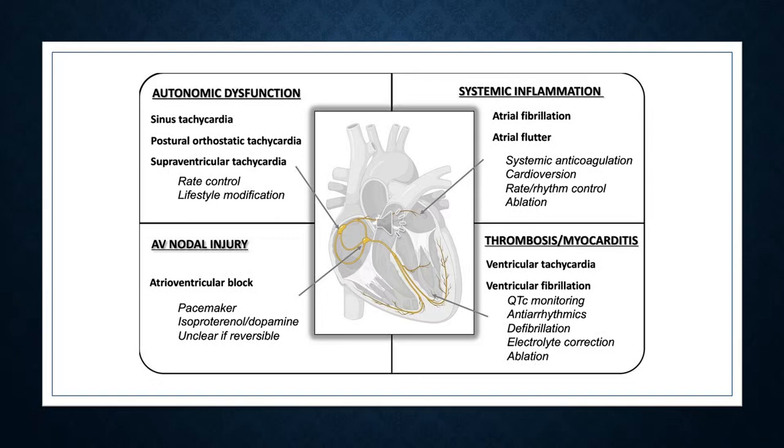So you treat VTAC and VF with quick, strict monitoring of the QTc, give antiarrhythmics, give DC shock, and of course, electrolyte correction if the patient has hypokalemia. And if the patient survives and is cured from COVID, this patient can go to the cath lab and have EP electrophysiological studies and ablate this type of arrhythmia.